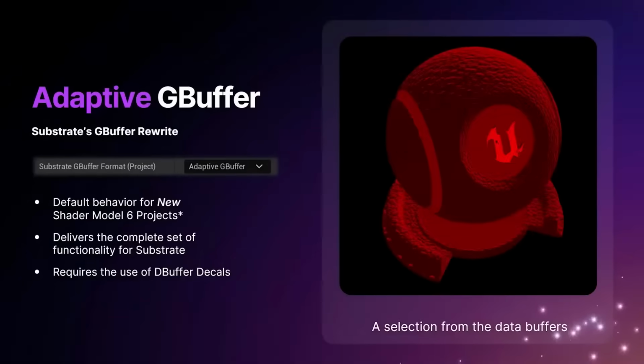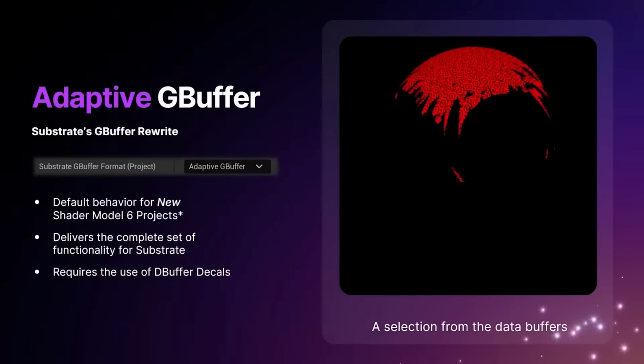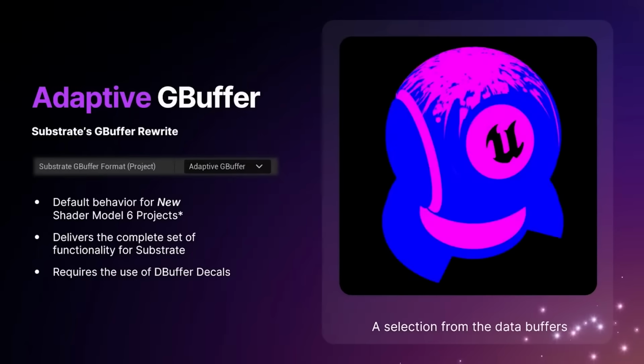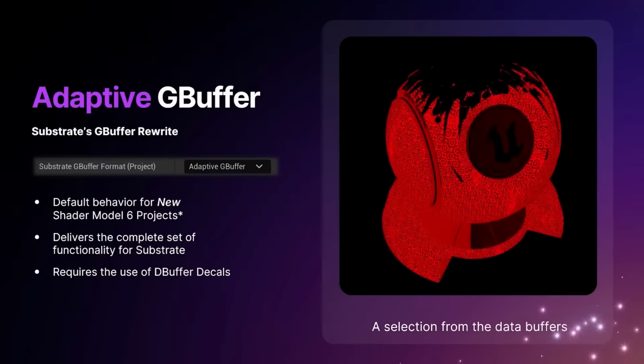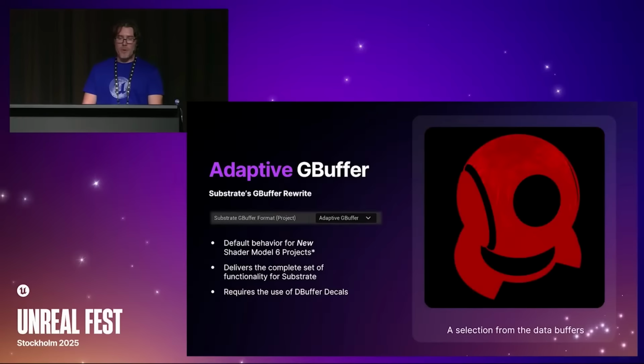Earlier, I mentioned that Substrate introduces a complete reconfiguration of the GBuffer. But there's an asterisk to that, because how Substrate stores and accesses data actually depends on which rendering path is used. There are two GBuffer modes in Substrate today, the adaptive GBuffer and the blendable GBuffer.